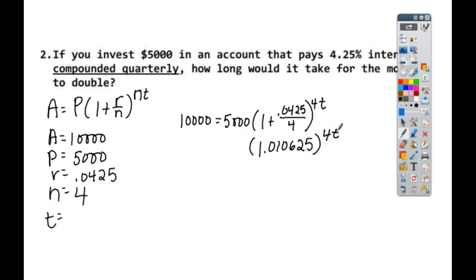So the next thing I'd like to do, if it's this 5,000 out, if I divide both sides by 5,000, that leaves me with 2 over here, right? Because I'm the amount. So take a look. What do you think I'm going to do? I need to get this down to the front.